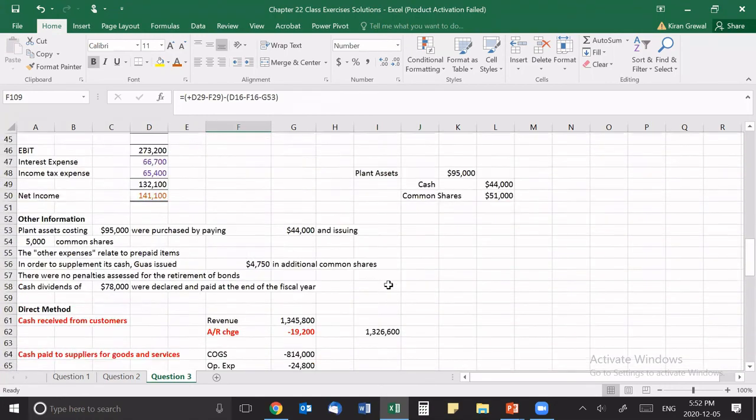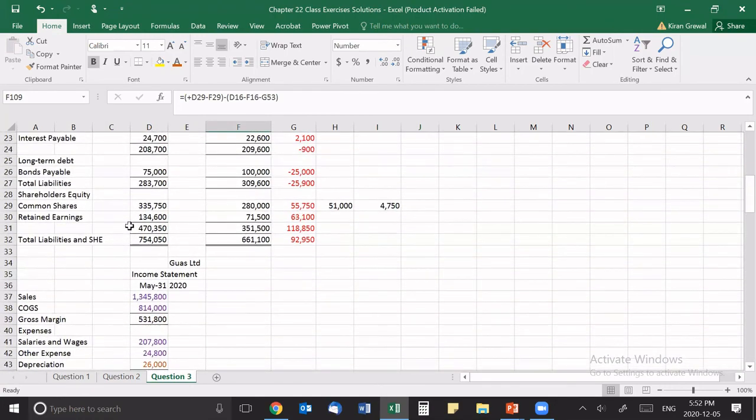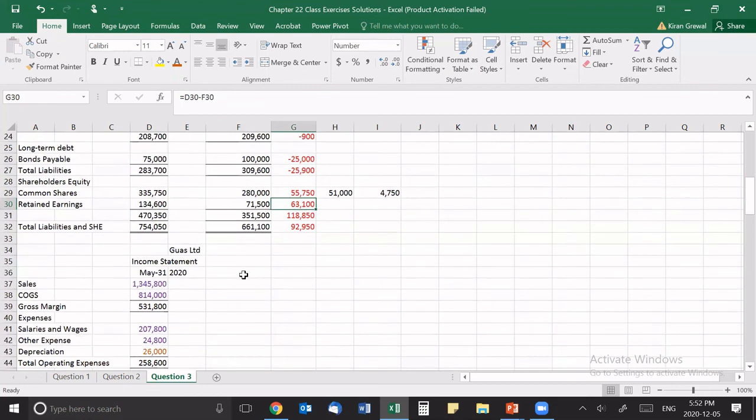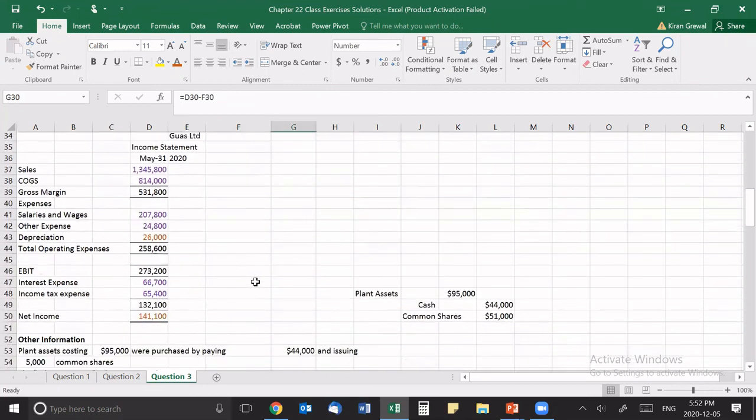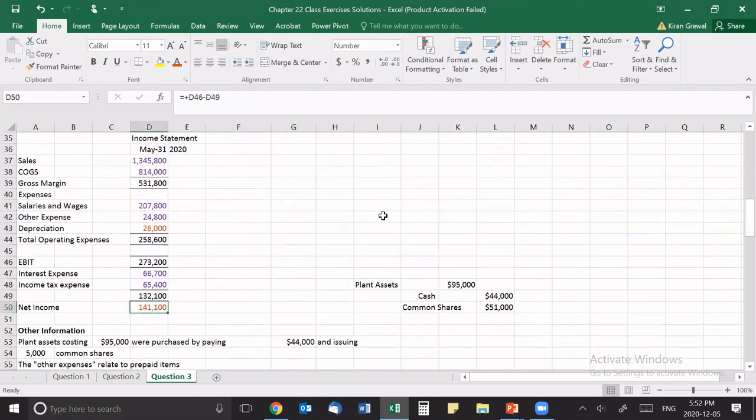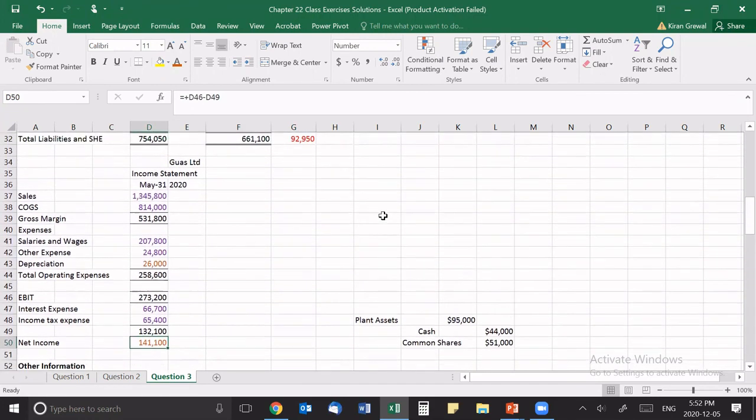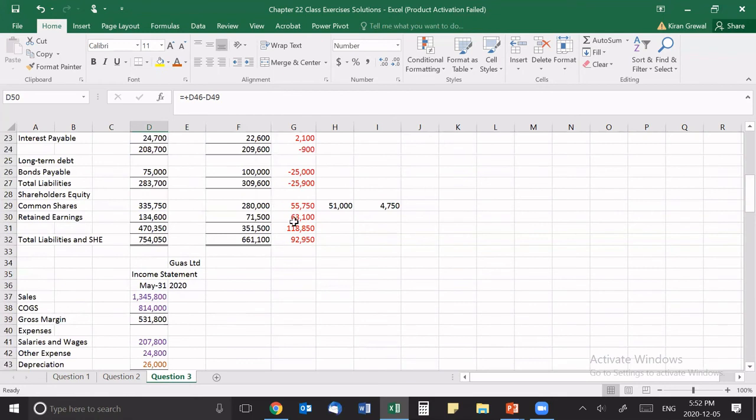And then the last thing is to look at our retained earnings account. Retained earnings went up by 63,100. We know that retained earnings is affected by net income. Net income increases our retained earnings. We have 141,100 of net income, but retained earnings only increased by 63,100. So where did the rest of it go? So we need to figure that out.